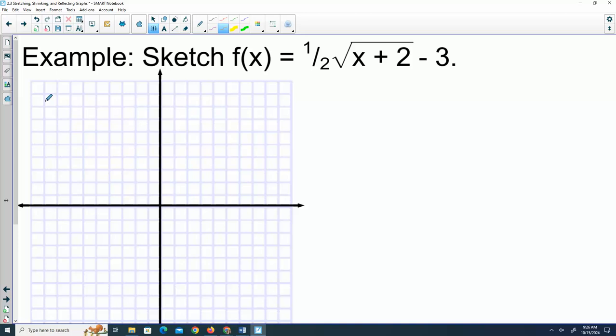Okay, so let's figure out all the different transformations happening here. What does the 1/2 do? So vertical shrink. It's on the outside, so it changes y, so it's vertical, and it does what we think. What does the +2 do? Okay, what's the -3 do?